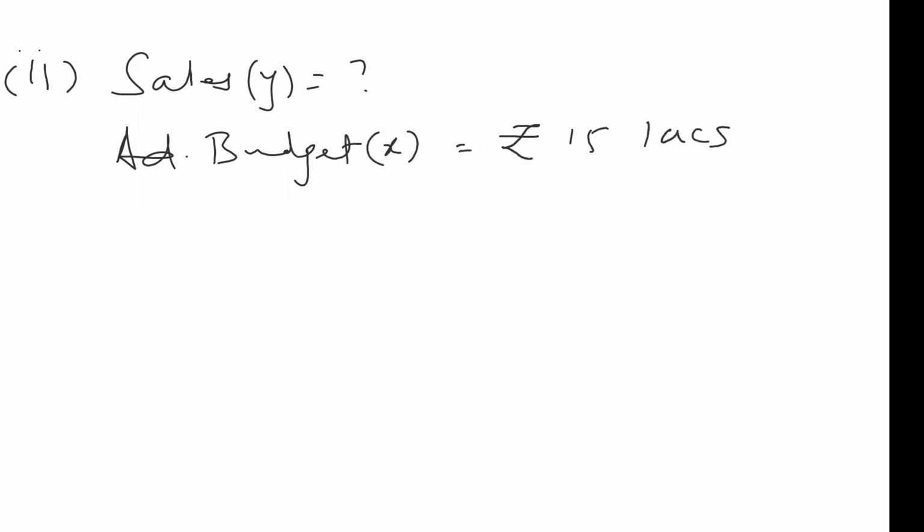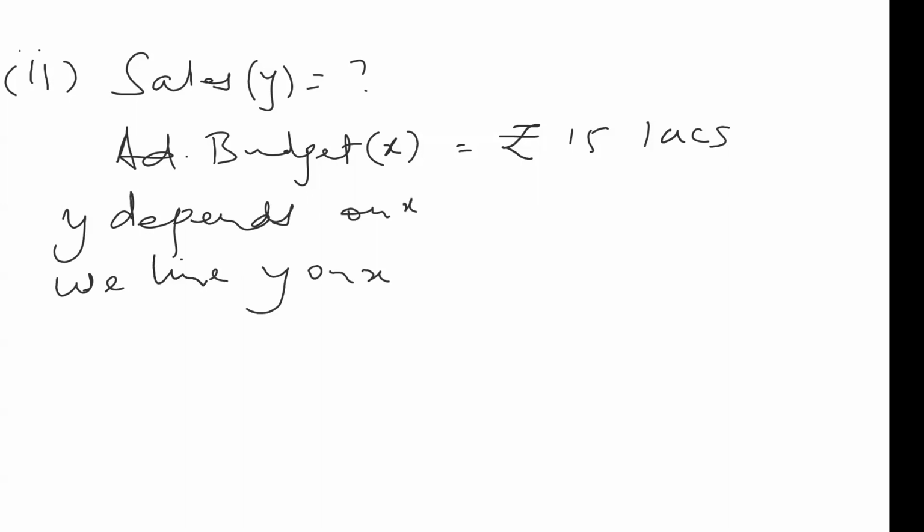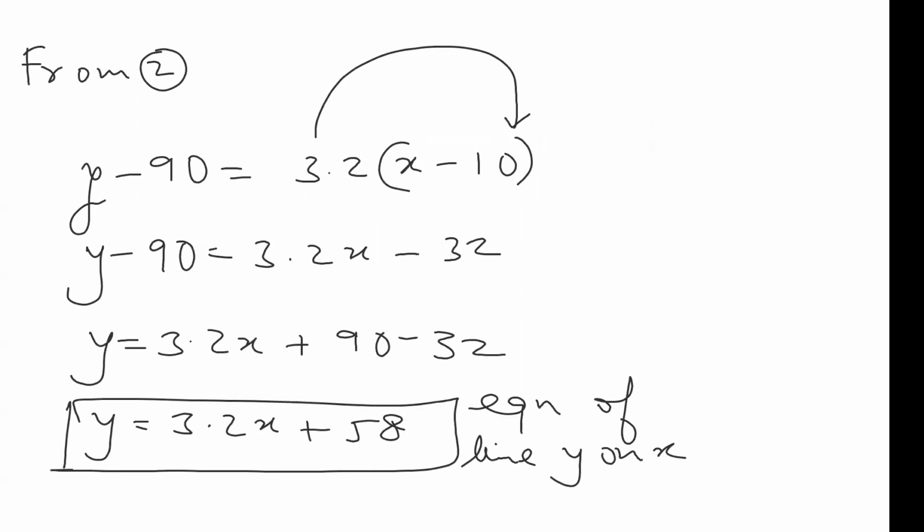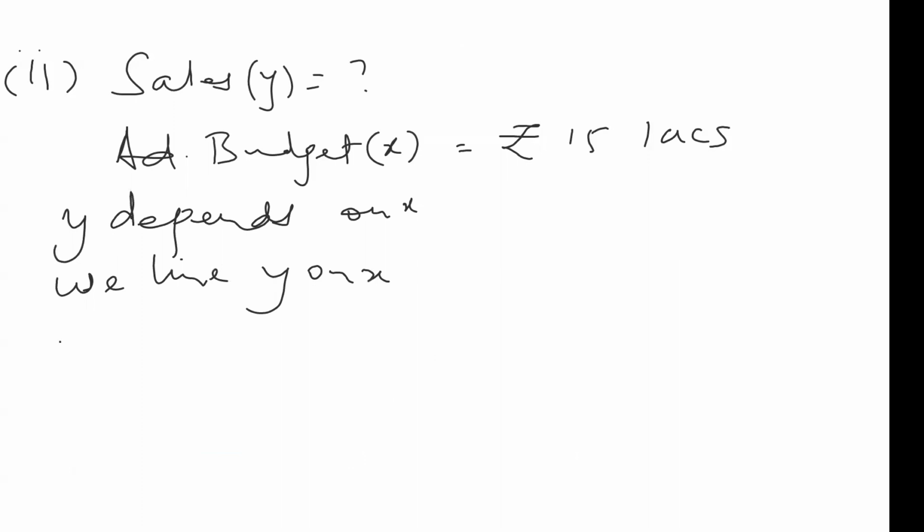So who depends on whom? That is the main question over here. We can very well say that y depends on x because the y value is not known to us. So we'll write down y depends on x. Use line y on x, which I just calculated in the previous part: y is equal to 3.2x plus 58.